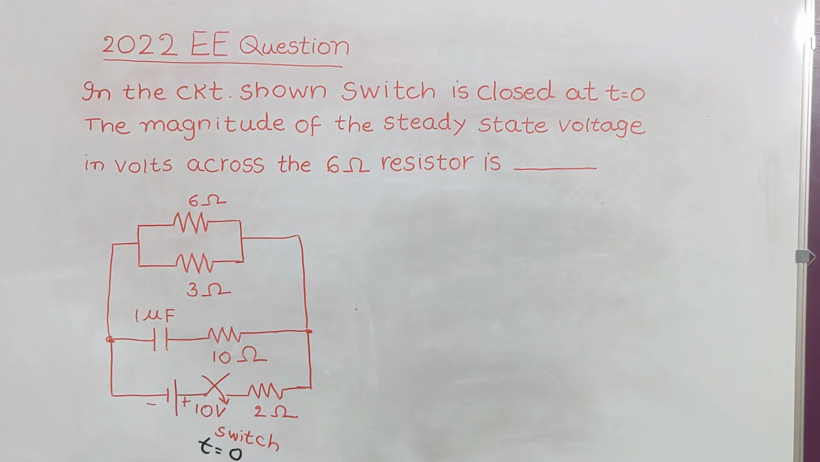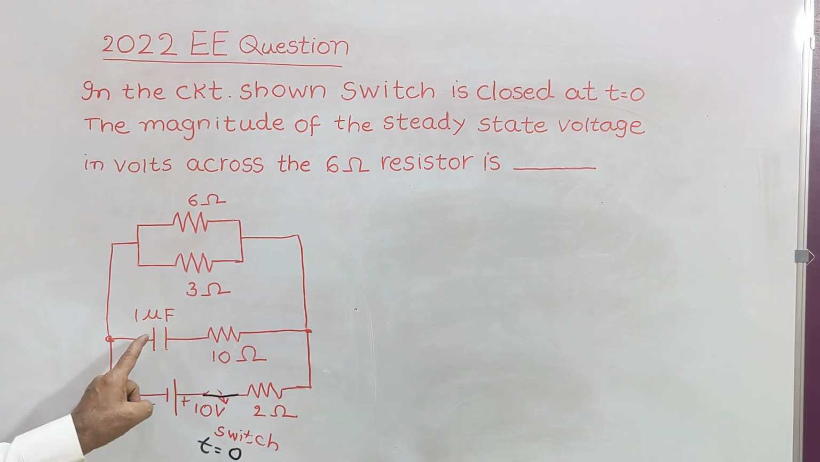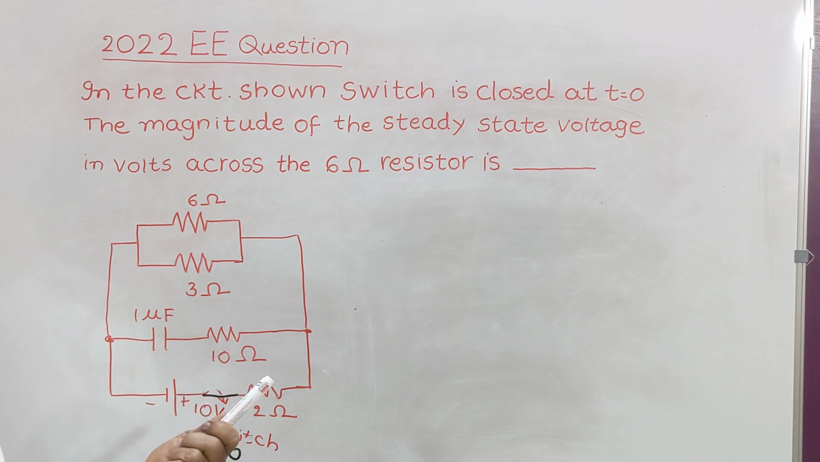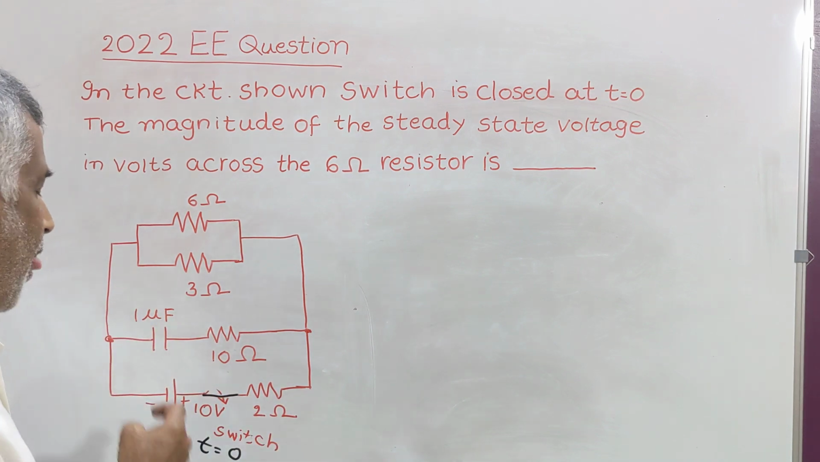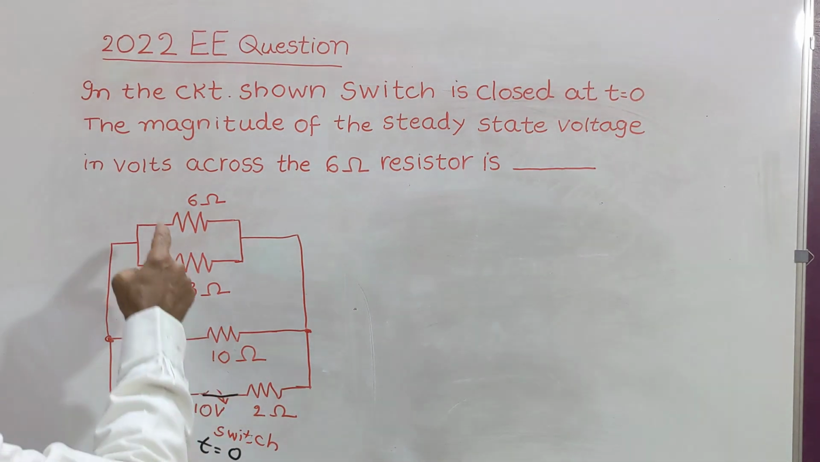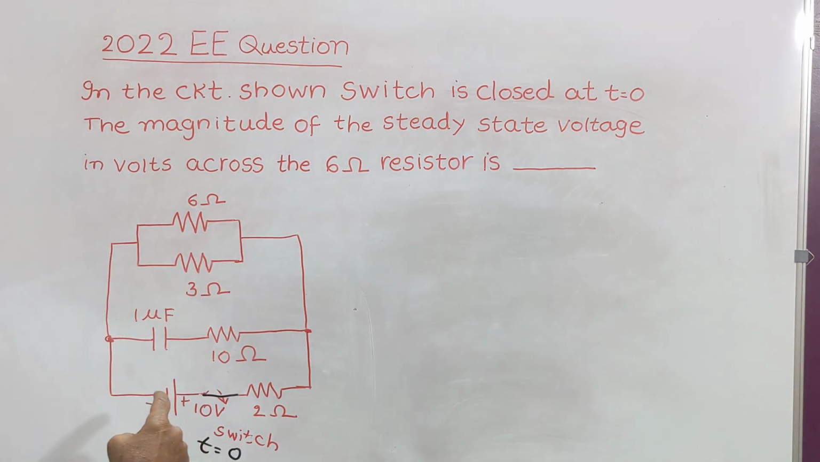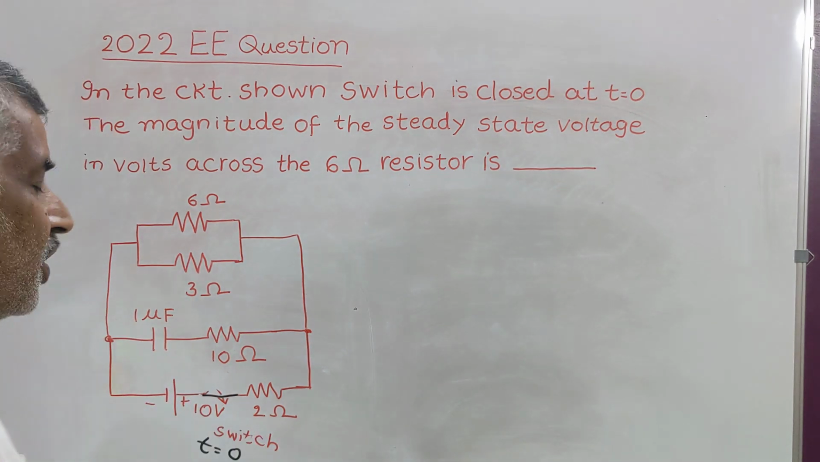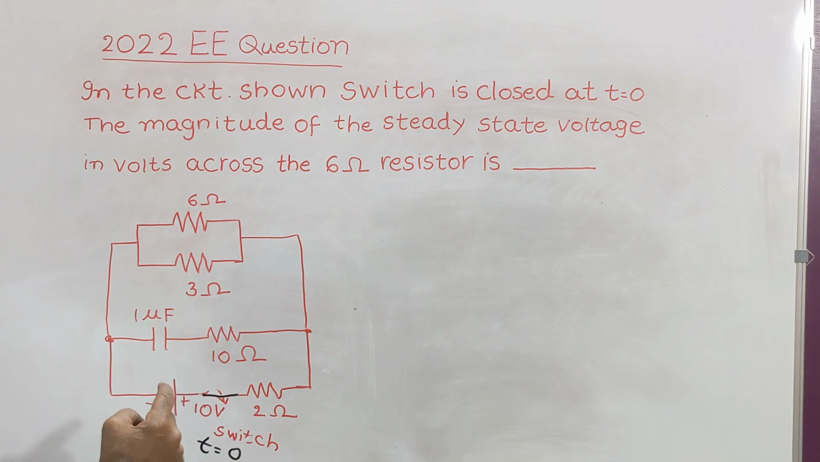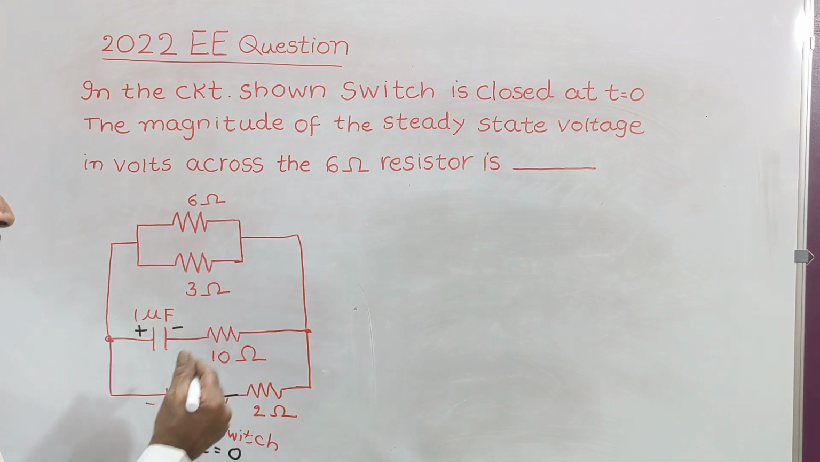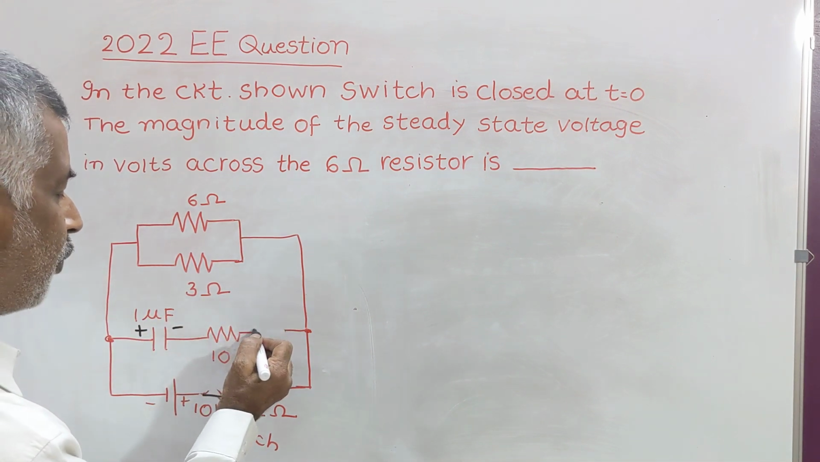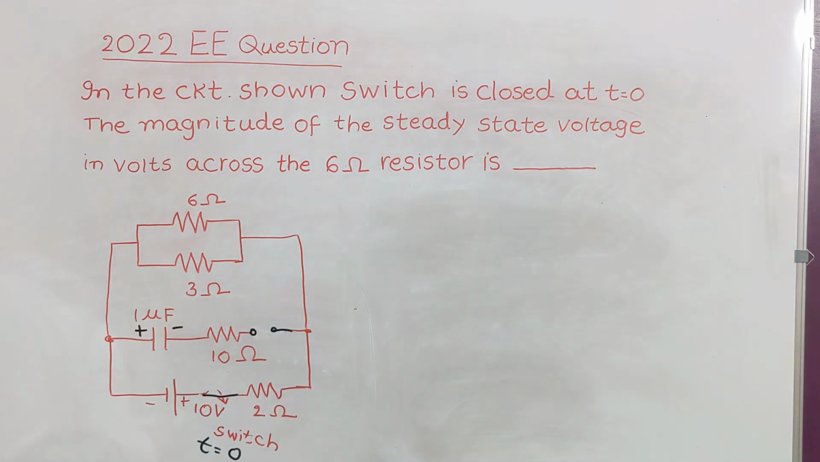Now the switch is closed. Once the switch is closed, the capacitor is charged to some voltage. We don't know to what voltage it is charged. You can find it at the end. I will tell you what the voltage is ultimately across the 1 microfarad. Now as the switch is closed, current flows through 6 ohms, current flows through 3 ohms, then the capacitor is charged to a certain voltage, then the current flowing here stops. Once the current stops here, this path can be treated as an open circuit.